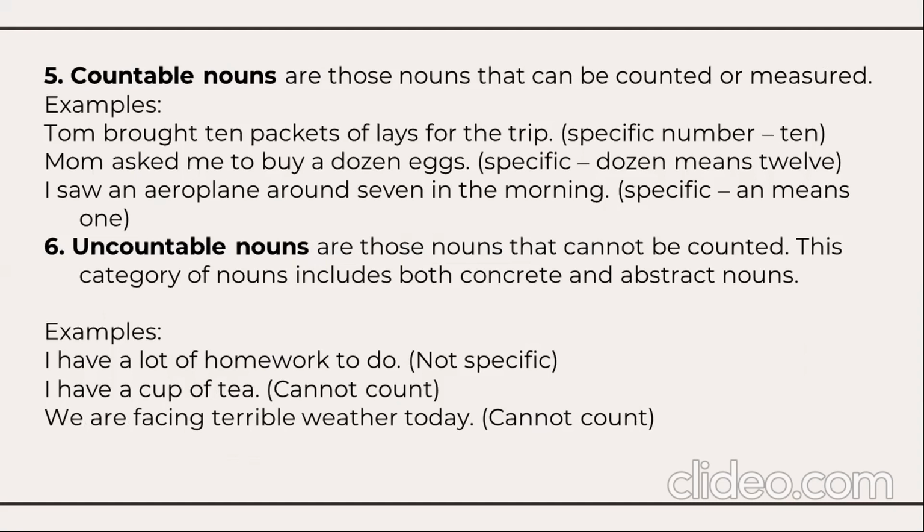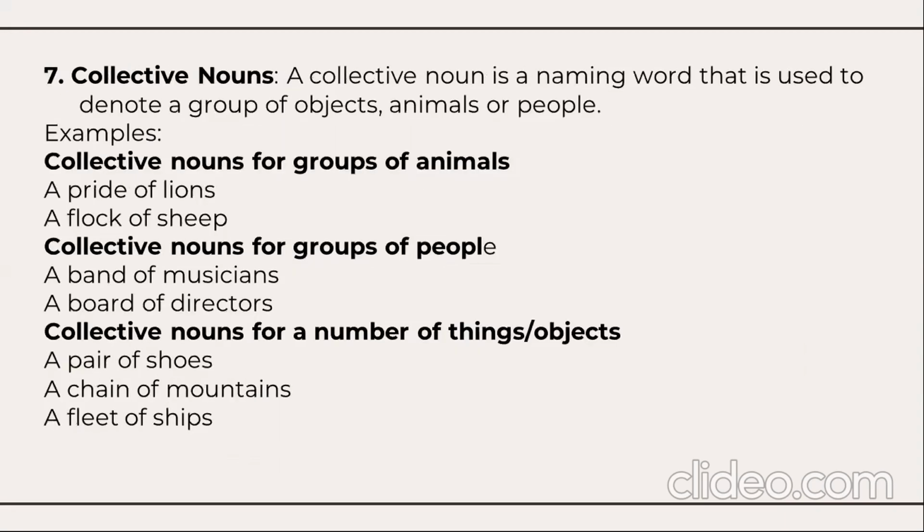Uncountable noun, which cannot be counted. This category has both concrete and abstract nouns. For example, homework, it cannot be counted. But then a cup of tea. You can't count one tea, two, three. We are facing terrible weather today. You can't count weather.